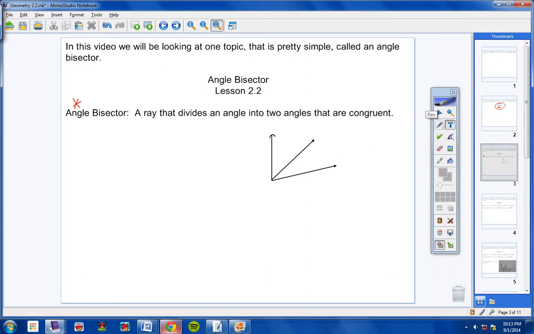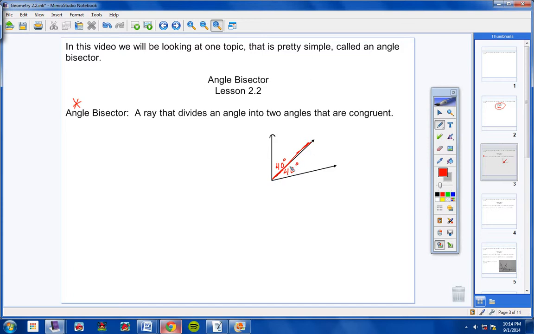Now, students, please listen to me very carefully, okay? Let's pretend this big angle right here had a measurement of 80 degrees. That entire angle was 80 degrees. Now, if this ray right here divided the big angle up into two angles, in which one angle was 40 and the other angle here was 40, we would call this ray right here an angle bisector.